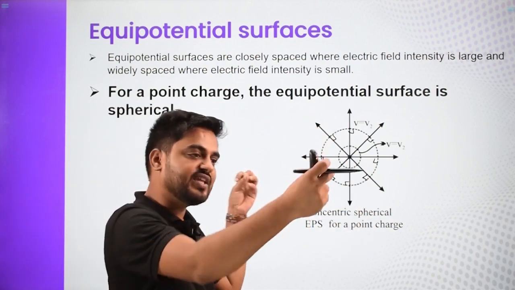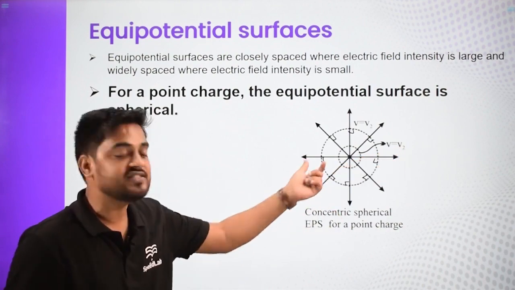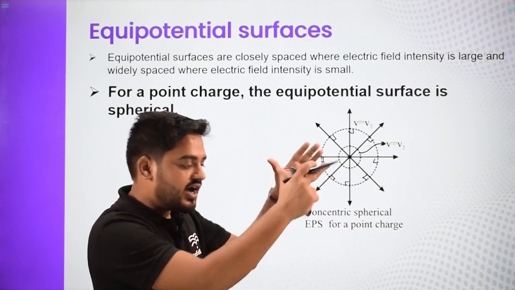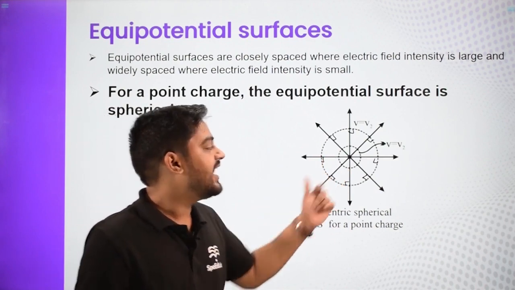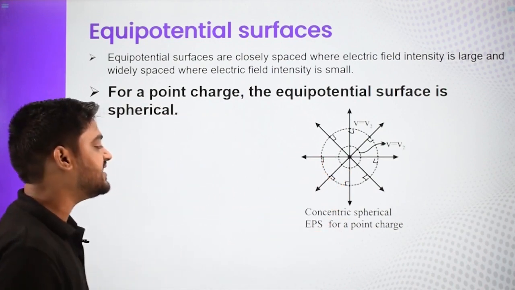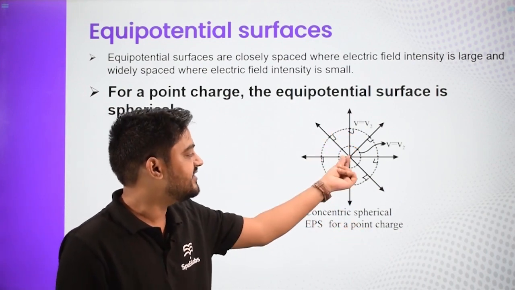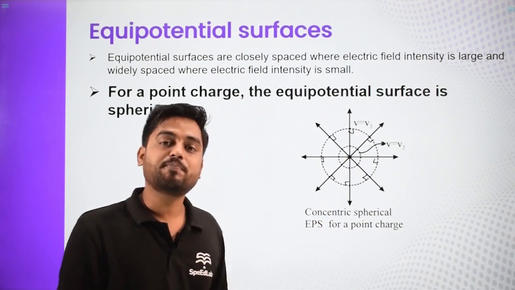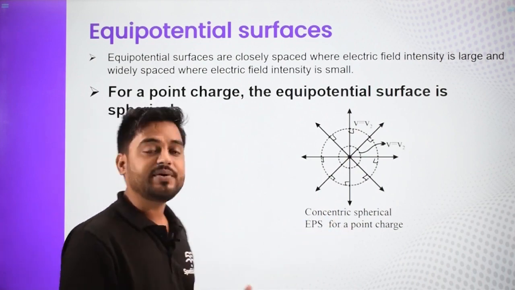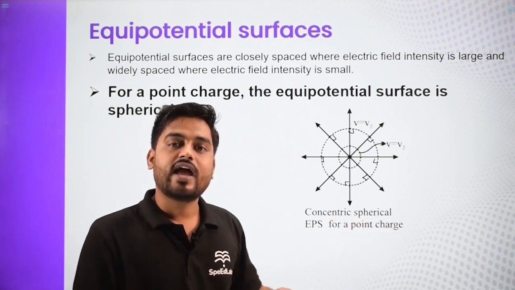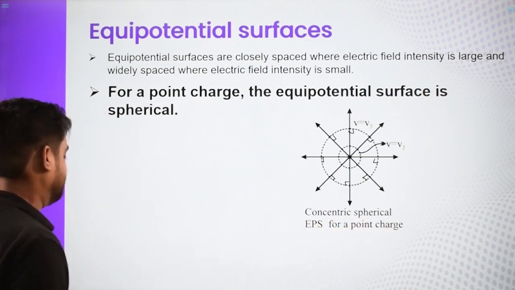In 3D, if you think that electric field lines go in all possible directions, then that circular thingy will be a spherical surface. So we can say equipotential surfaces are concentric spheres, and the center should be nothing but the point charge. So equipotential surfaces due to a point charge are nothing but concentric spheres with the charge as their center.